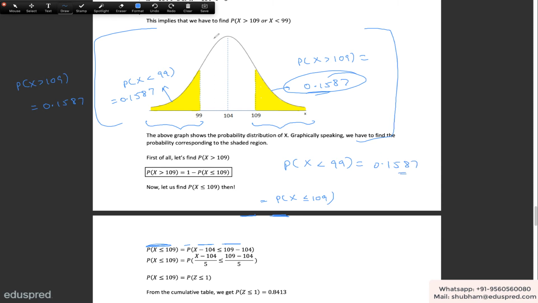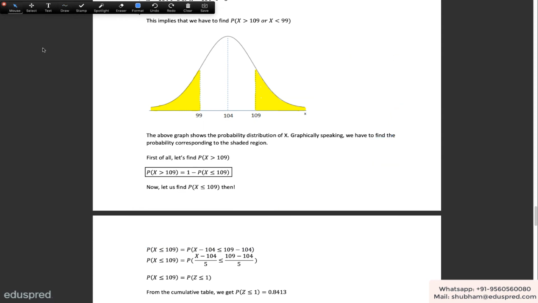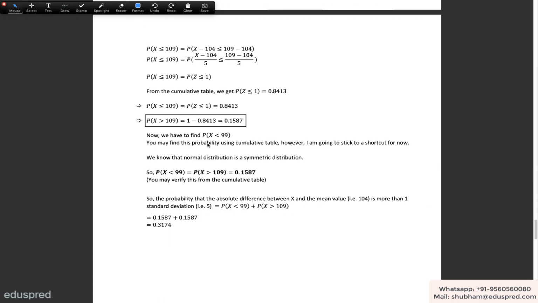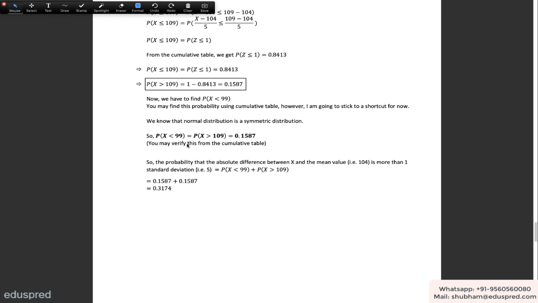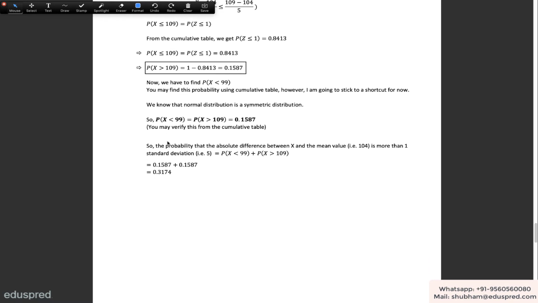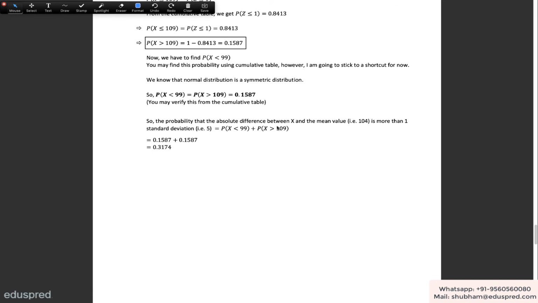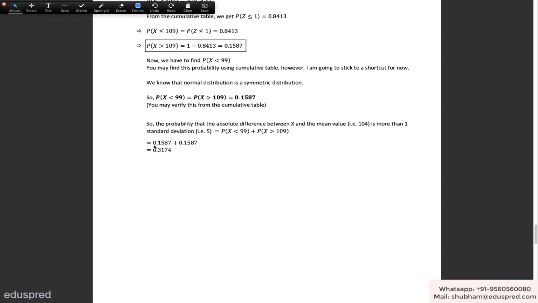And we have to find the probability that x is greater than 109 or x is less than 99. That means we have to add both of these now. So this is what we got. The probability that x is less than 99 is equal to the probability that x is greater than 109. Both of them are equal to 0.1587. And if you want, you can verify this from the cumulative table as well. And we have to find the probability that the absolute difference between x and the mean value is more than 1 standard deviation. That means we have to find the sum of these two probabilities, which is going to be equal to 0.3174. So that's it for part 1.